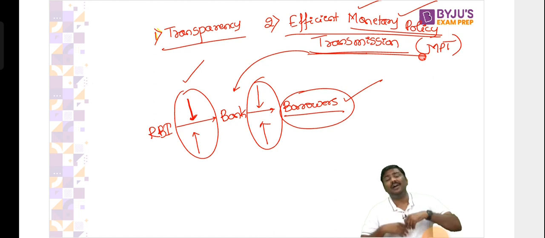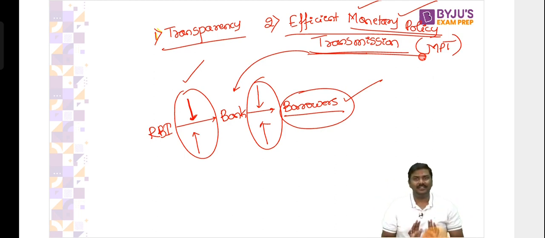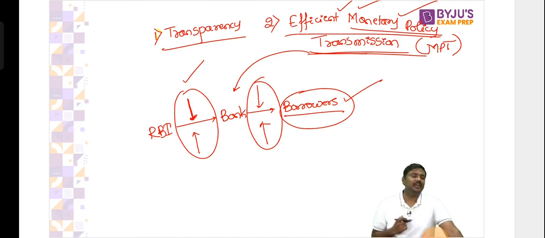So RBI has reduced the repo rate by 100 basis points. That is 1%, 1.5%, 2.25%, etc. But the banks have reduced their lending rate by, let's say, 0.2%, 0.3%, etc. So what RBI says is, I have reduced my lending rate, you people are not reducing your lending rates. So RBI expected efficient monetary policy transmission. It has not happened.